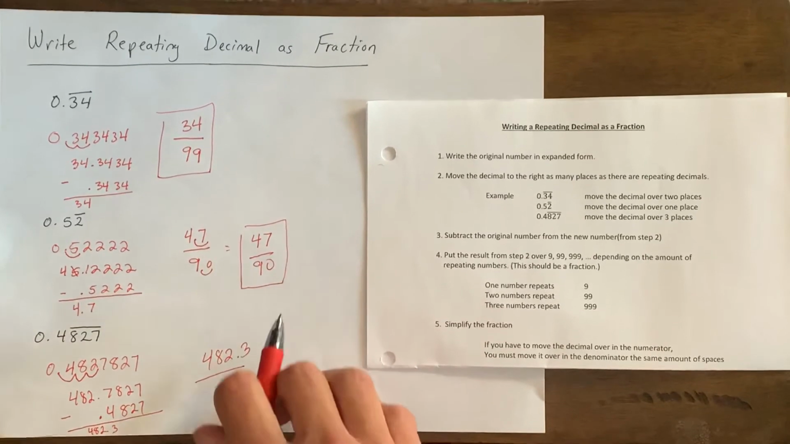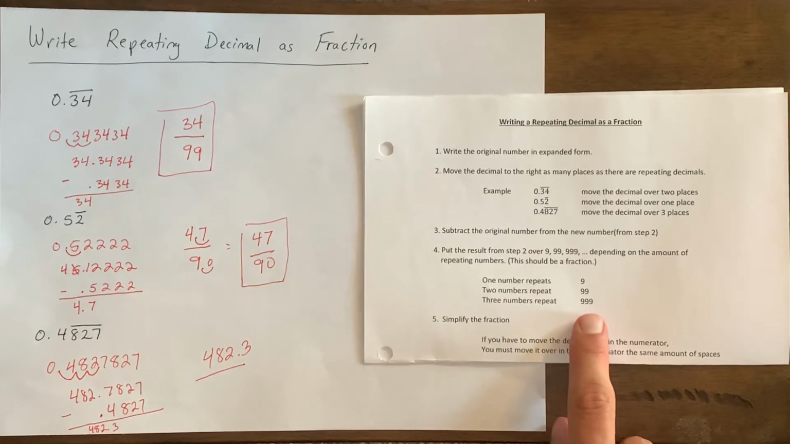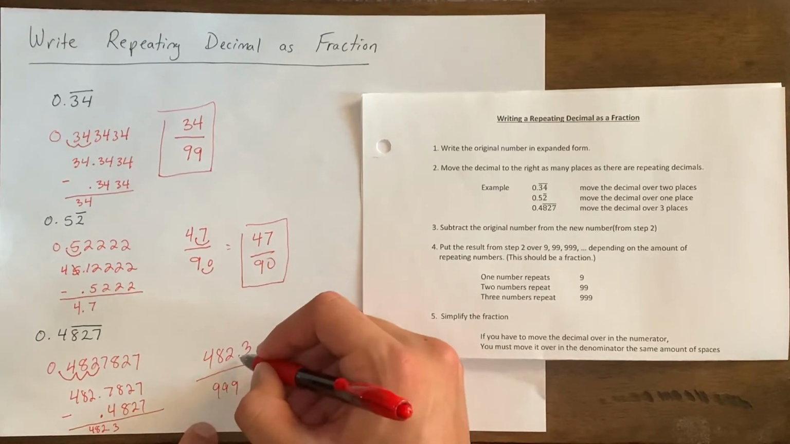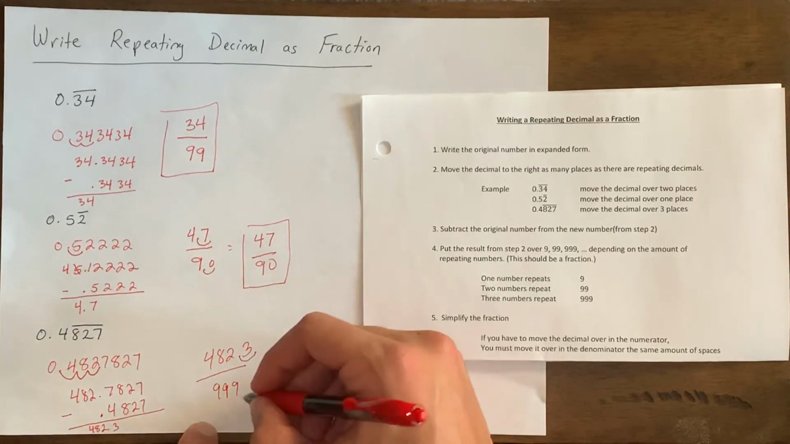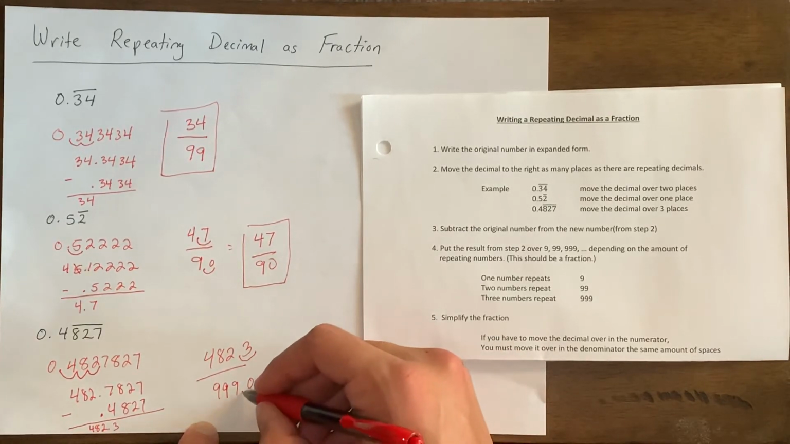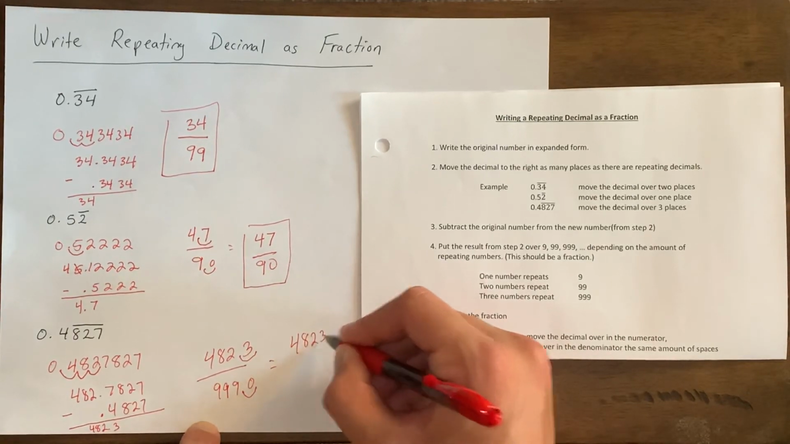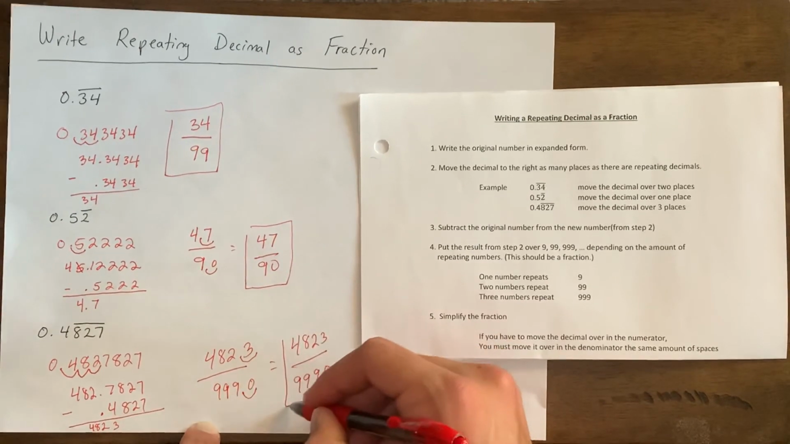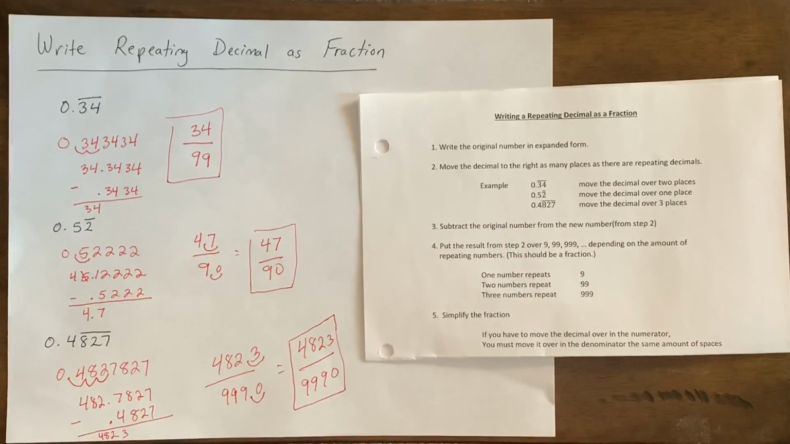482.3. Now I got to figure out what my denominator is going to be. I had 3 digits repeating, so 3 numbers repeat. My denominator is 999. But once again, we have a decimal here, so I got to move that over once to the right because I have to have a whole number in my numerator. And this decimal, remember that's really 999.0. I've got to move it once to the right as well. So this becomes 4,823 over 9,990. So that is how we take repeating decimals and we write them as fractions.